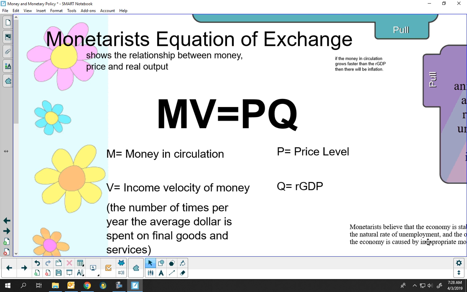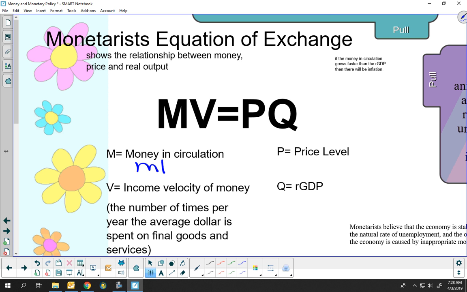Let's break down every single variable that's in the equation. M stands for money in circulation, which M that we talked about, 1, 2, or 3, you think it's talking about in circulation. It's M1. So this M, yes, it stands for money in circulation, but specifically it's talking about M1. M1 money: cash, coins, checks, checking accounts, also called demand deposits, traveler's checks, and so forth.